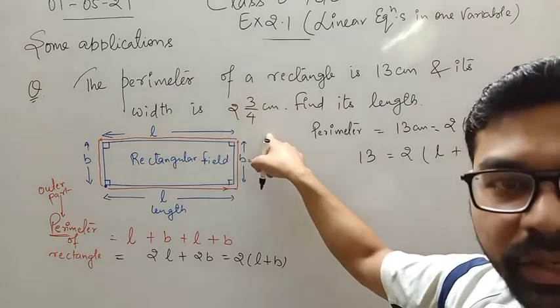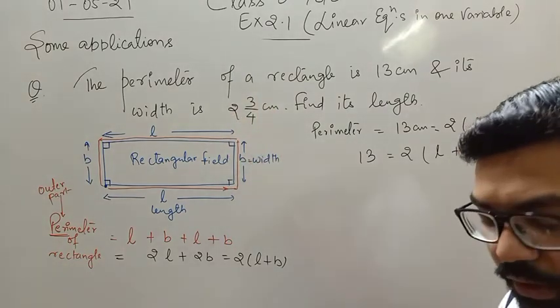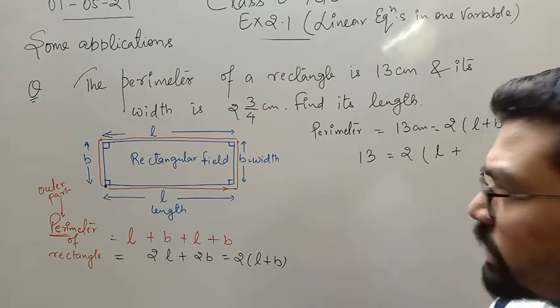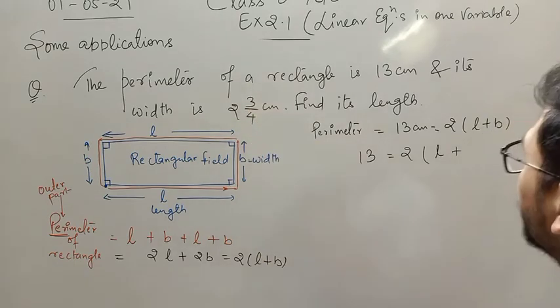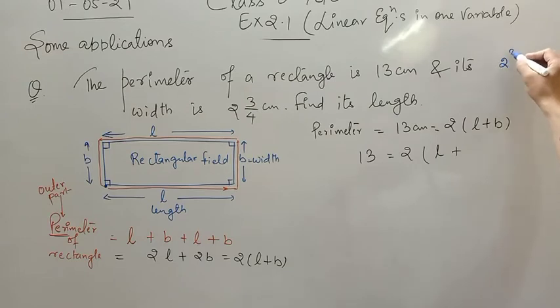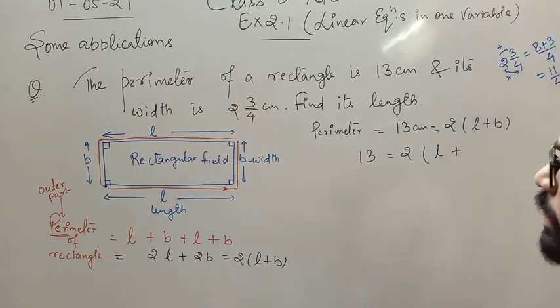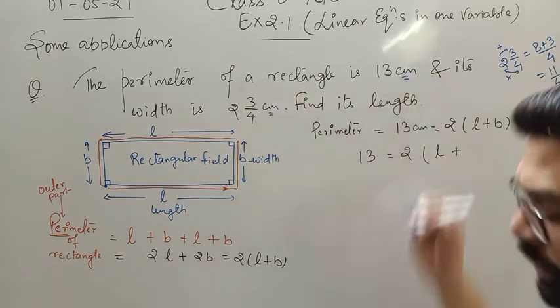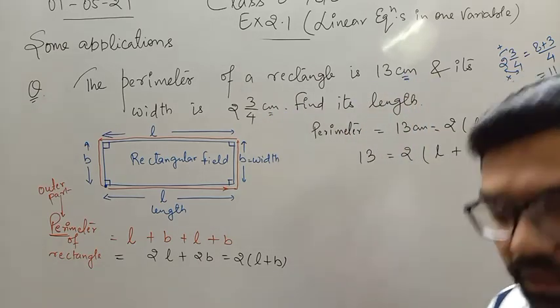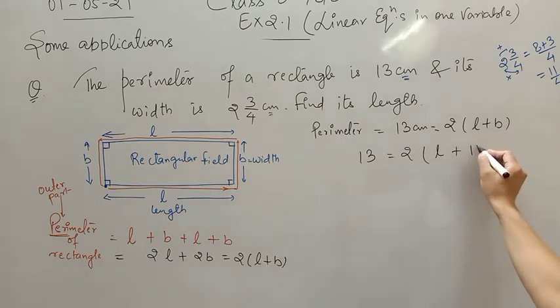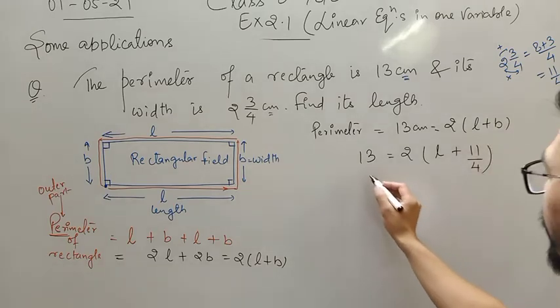Beta, this is called a mixed fraction. So you will have to convert it into a simple fraction. How? 2 3 by 4: 2 4s are 8, then you add these two values. So 4 2s are 8 plus 3 divided by 4, or I can write 11 upon 4 centimeters. This is in centimeters, so ultimately length will also come out in centimeters. 11 upon 4.